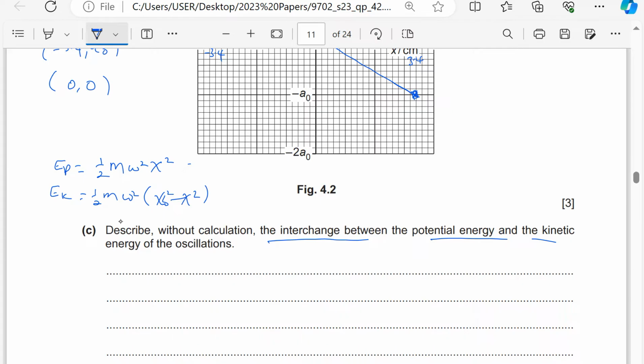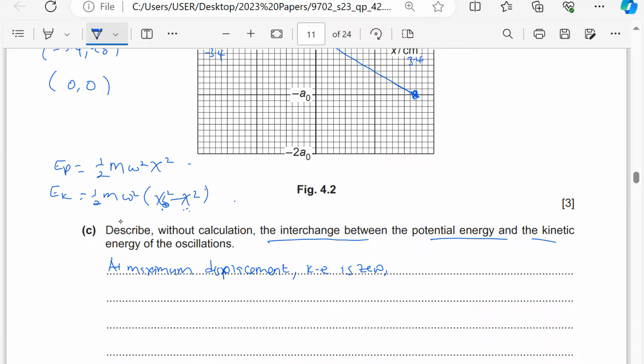So we want the interchange. At maximum displacement, that is when x is equal to x naught, kinetic energy is 0, and potential energy is maximum. So I will start with that one. At maximum displacement, when x is x naught, this bracket becomes 0. So it means kinetic energy is 0.